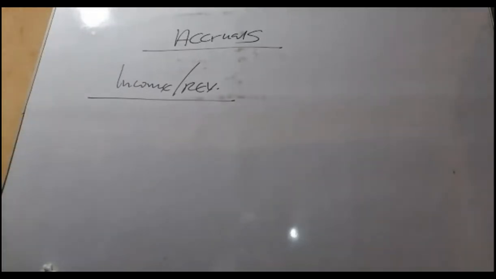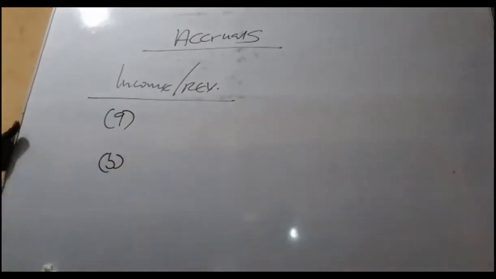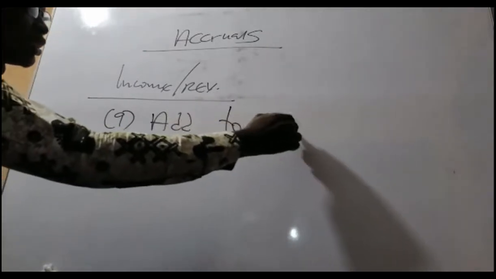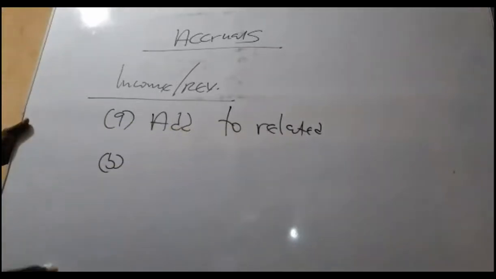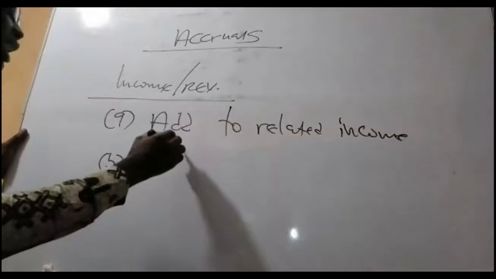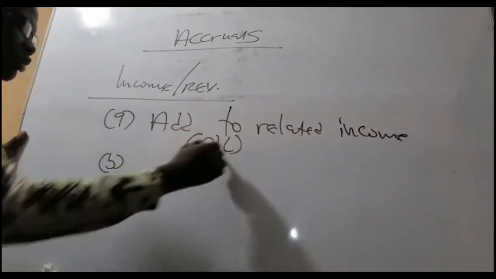So they are owing you. How do you treat it in a book? Two treatments. First leg: any of the income that they are owing, add it to the related income in the P&L. Add to related income. That is in the P&L. Good. That's the first leg.